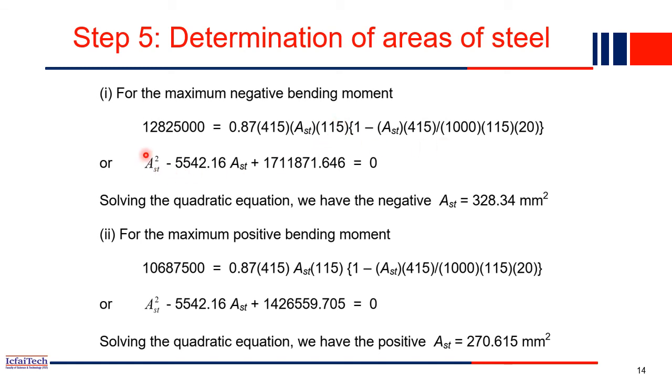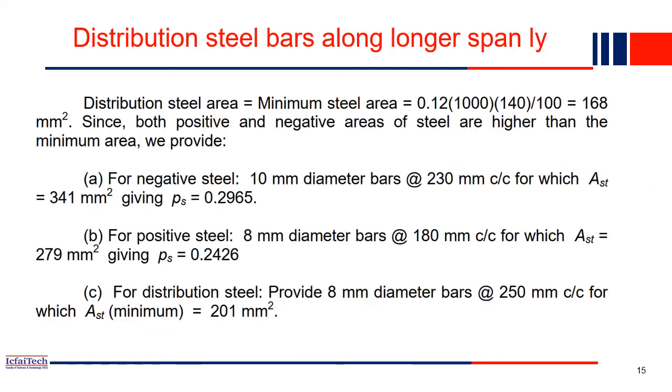So from there you compute what is the AST value. From there, if you compute, we'll get the AST value for the maximum negative bending moment. Now for the maximum positive bending moment, this value we got right in step 2, the same value. For that we need an AST value of 270.61 mm square. So for the positive bending moment we need this much AST and for the negative bending moment we need this much AST. So step 5 is also over.